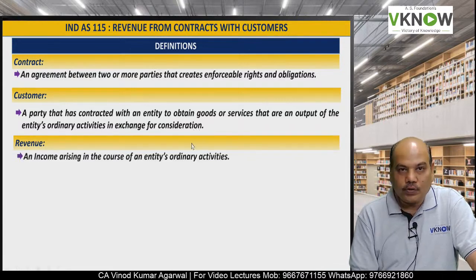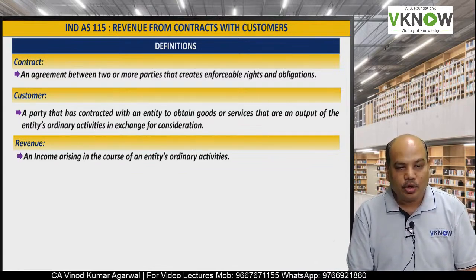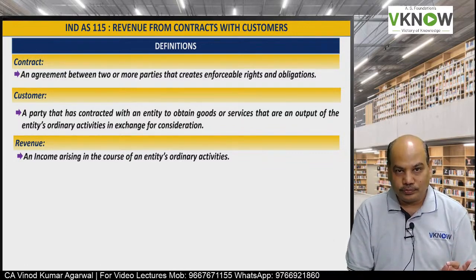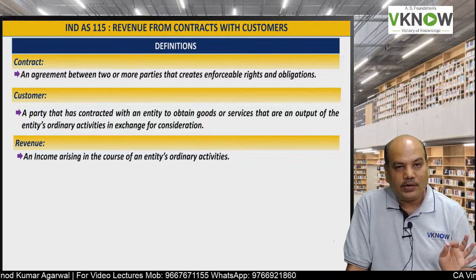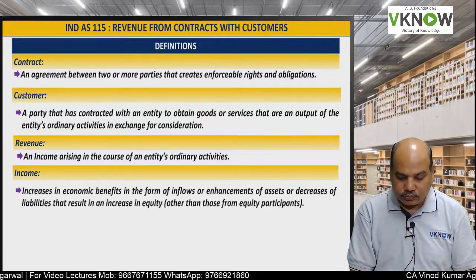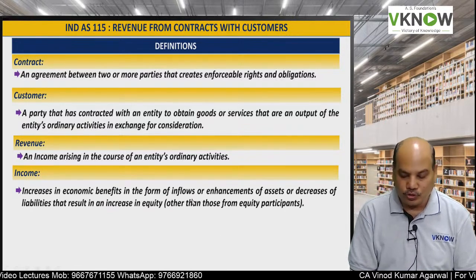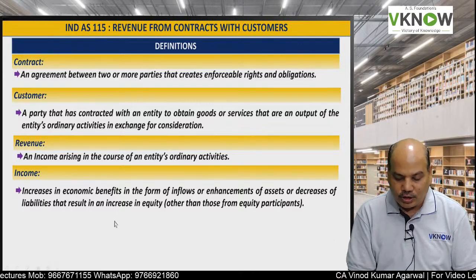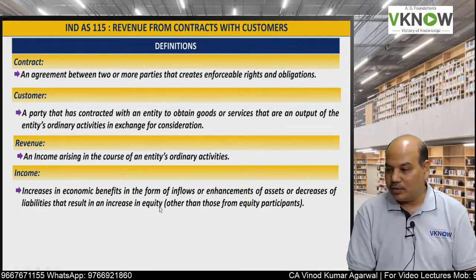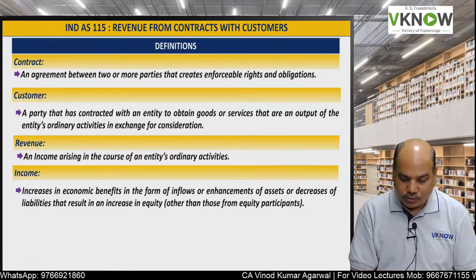Now we'll come to the definition of revenue. Revenue means income arising in the course of the entity's ordinary activities. All income is not revenue, because only income arising from ordinary activity will be revenue. Income is a wider term. Income means increase in economic benefit in the form of inflows or enhancement of assets or decrease of liabilities that result in increase in equity. So for a company, dividend can be an income, rent received can be income, but may not be revenue.